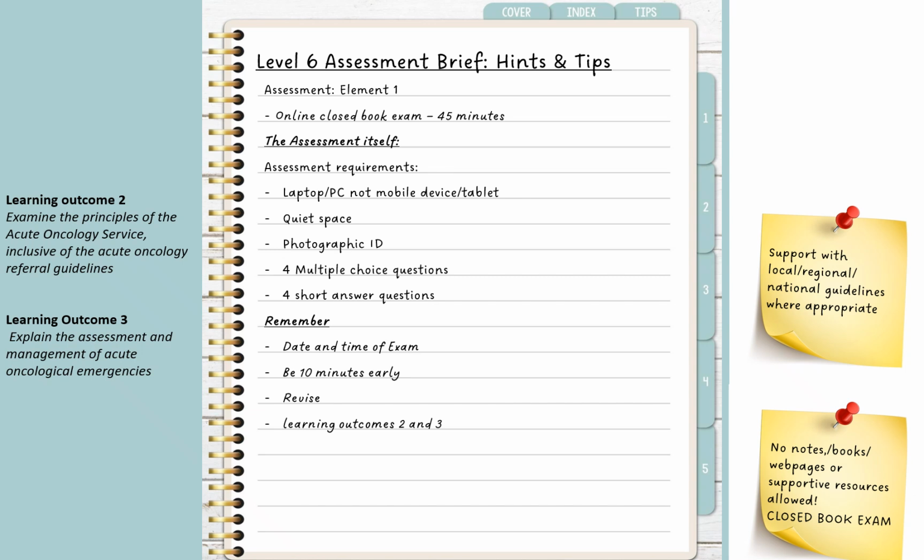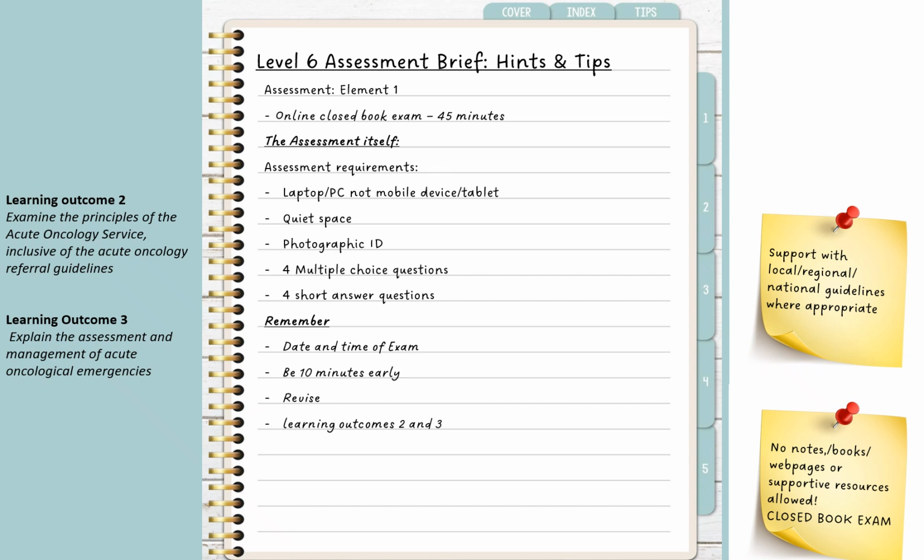Let's have a look at element 1 to start off with then. So element 1 is an online closed book exam. It's 45 minutes long. What do we mean by closed book? So this means you should have no notes, no books or web pages or supportive resources allowed or around you at all. So, it's all got to come from your own brain. The assessment requirements itself is that you need a laptop or a PC, so you won't be able to take this on a mobile device or tablet.